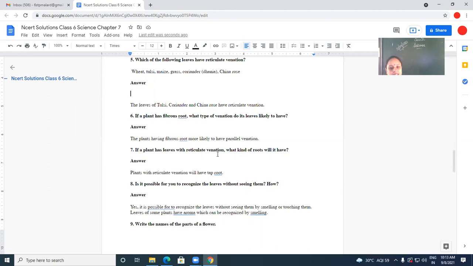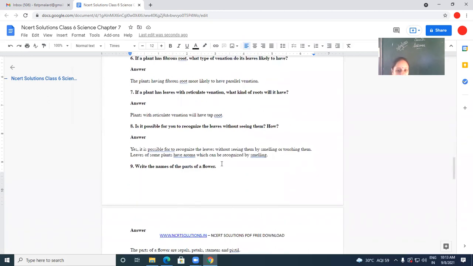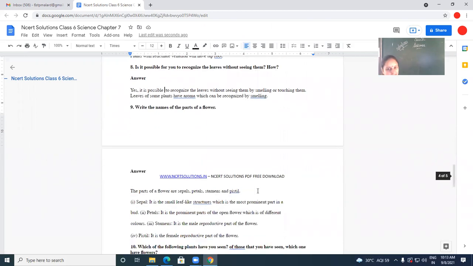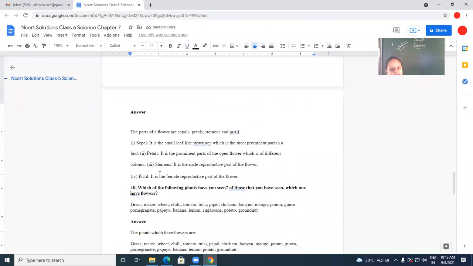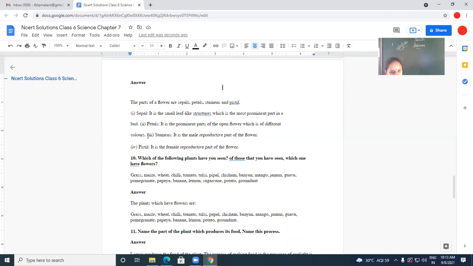Okay. Then number 8, is it possible for you to recognize the leaves without seeing them? How? Yes, it is possible for us. It is possible to recognize the leaves without seeing them by smelling or touching them. Leaves of some plants have aroma which can be recognized by smelling. Understand? And number 9 is, write the names of the parts of a flower. So the parts of a flower are sepals, petals, stamens and pistil. We will write one line each for them, right?